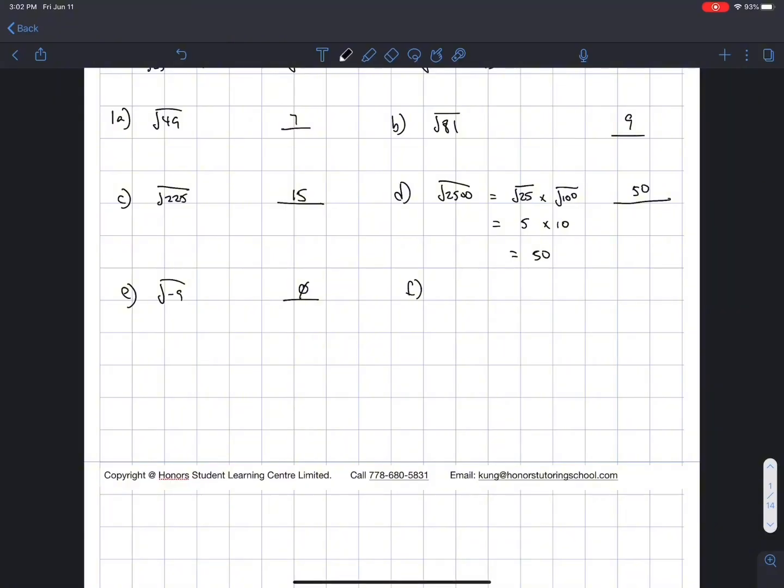F, the square root of 4 over 25. Again, for Math 8, you have learned that you're able to do the numerator and denominator individually. The square root of 4 is 2, the square root of 25 is 5. G, the square root of 121 over 9. So again, we just do the numerator and denominator individually. The square root of 121 is 11, and the square root of 9 is 3.